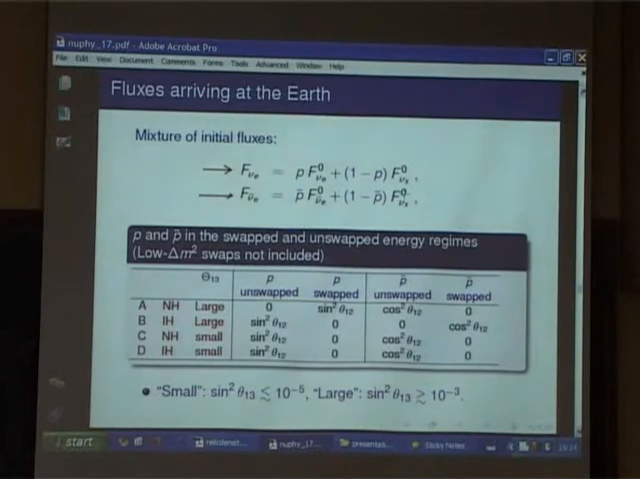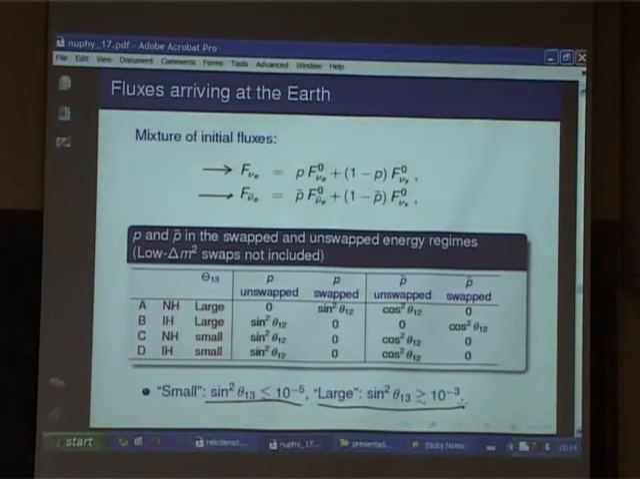So what happens finally? I don't want you to remember these values, just look at them. This is P, the probability of survival for νe. This is P bar, the probability of survival for νe bar. And then you will see that this depends on whether the hierarchy is normal or inverted, and whether the mixing angle is large or small. Large is this, small is this. Normally you won't call this large, you would still call it small, but in supernova parlance, this is still called large.